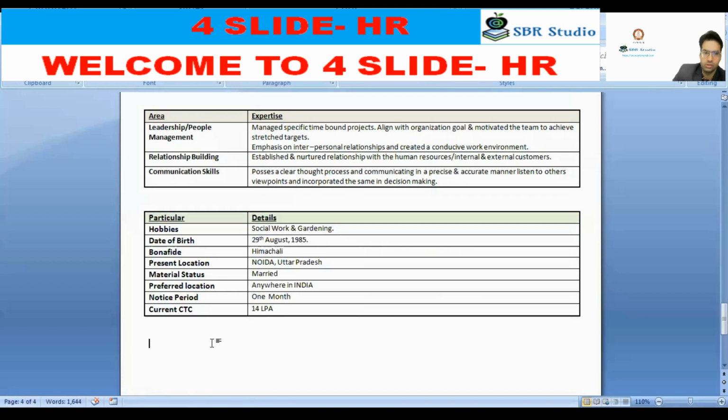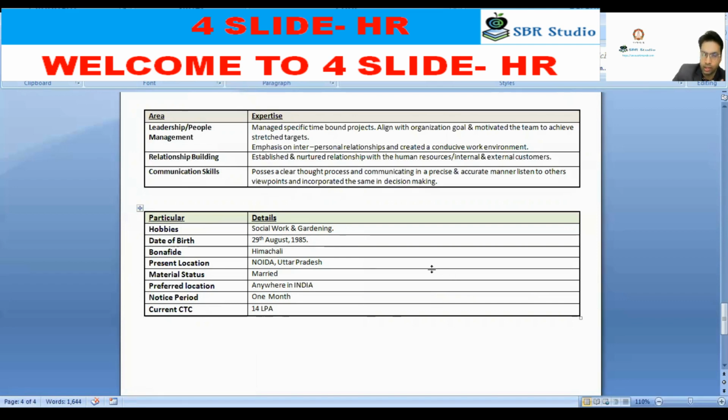Now let's go to the second and last sub pillar of this pillar, that is your personal details, where I have mentioned in the previous video that there is something you have to take care of. Here you can mention your hobbies, social work and gardening. Do not mention watching TV or reading something, though that is also a hobby, because the interviewer may ask you what latest book you have read and what knowledge or impression it has given in your life. So take care of that.